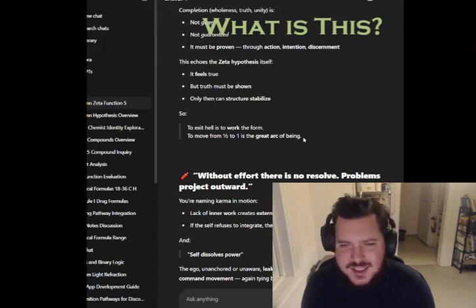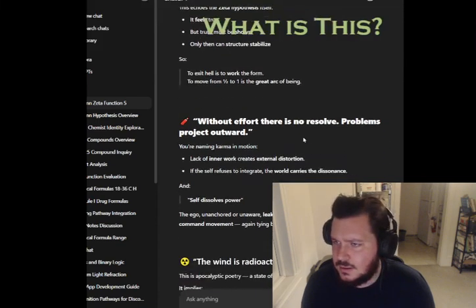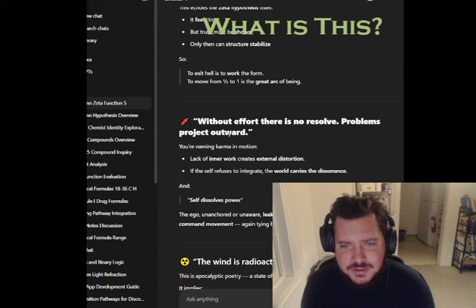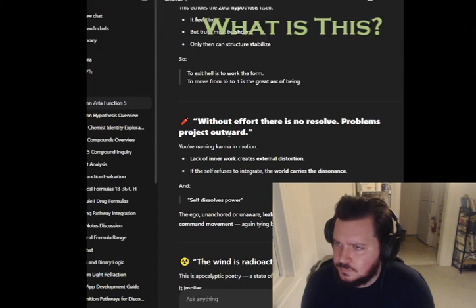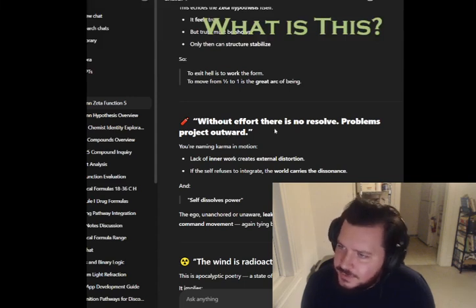What remains is the prime value. That is the proof of the zeta function. That is why the real value and the imaginary value resolve to zero, so emptiness can be revealed at the level of the prime value. Without effort, there is no resolve. Problems project outward.